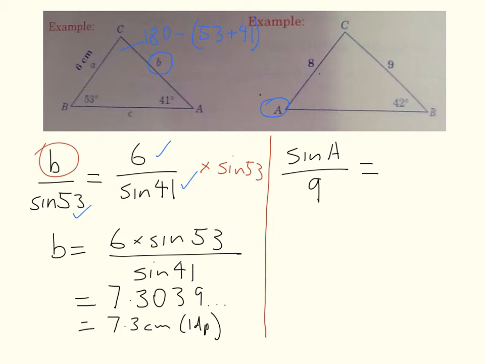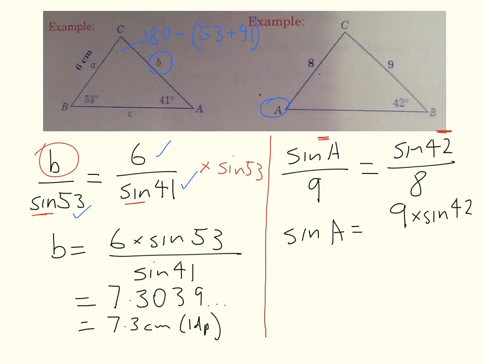So we have our A and 9 matching up, and our 42 degrees and 8 matching up, so it's sine 42 over 8. Again, if we have sine on top left, it means we need sine top right as well. So if our angles are on top here, our angles need to be on top here. Same deal over here, we had angles on the bottom, angles on the bottom. So again, by simply multiplying by this denominator, I end up with sine A equals 9 sine 42 over 8. That can go straight into my calculator.